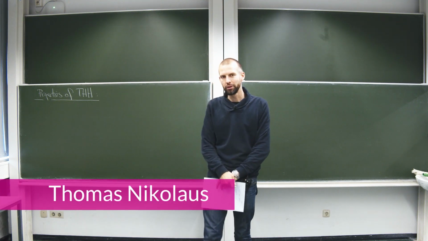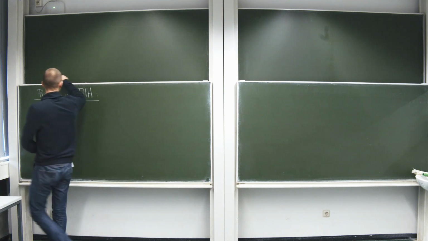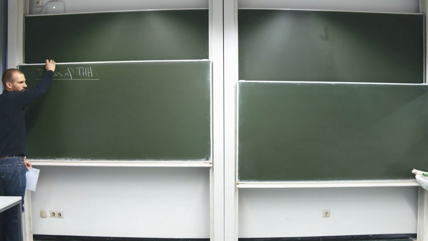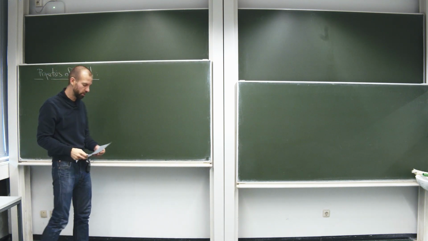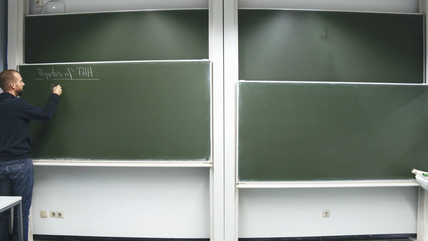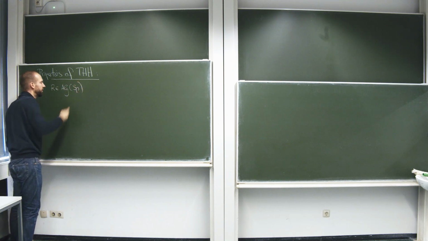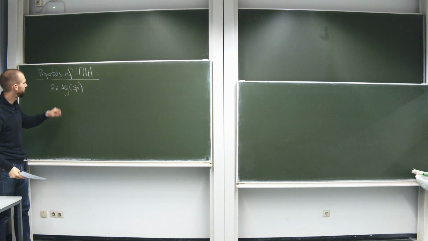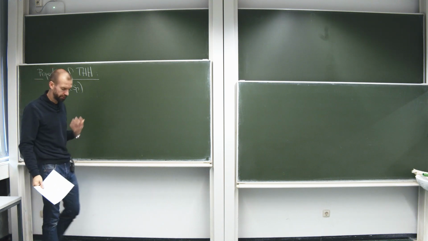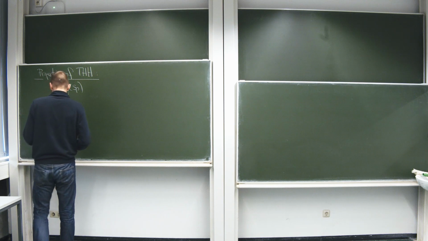Hi, I'm Thomas Nikolaus from Mathematik Münster. And in order to talk about properties of THH, let's quickly recall what THH was and what kind of object it had as an input. The object that we had as an input was an algebra in the infinity category of spectra. And recall that algebra means associative algebra, which is, as we've seen, equivalent to E1 algebras.